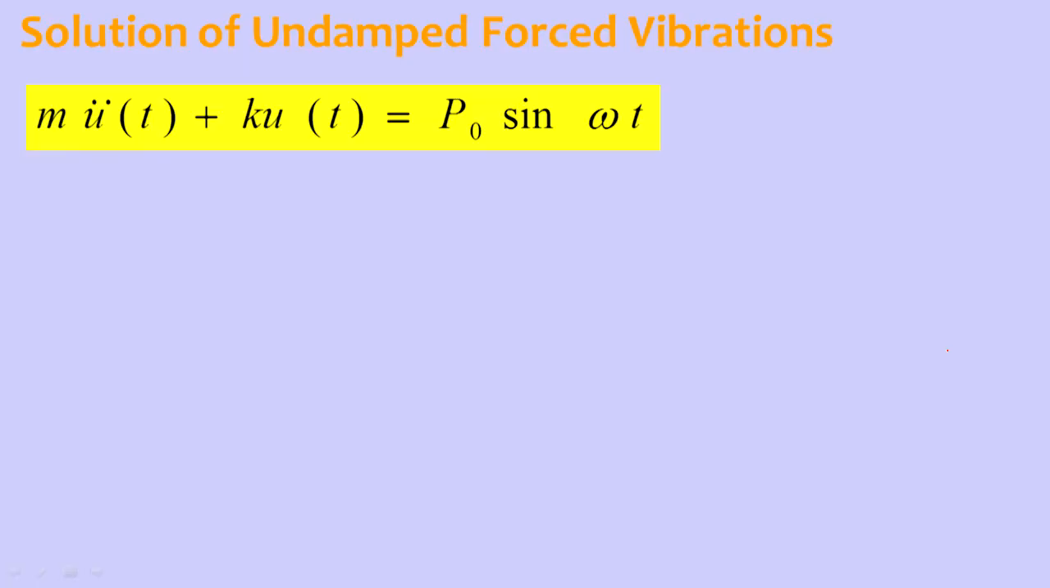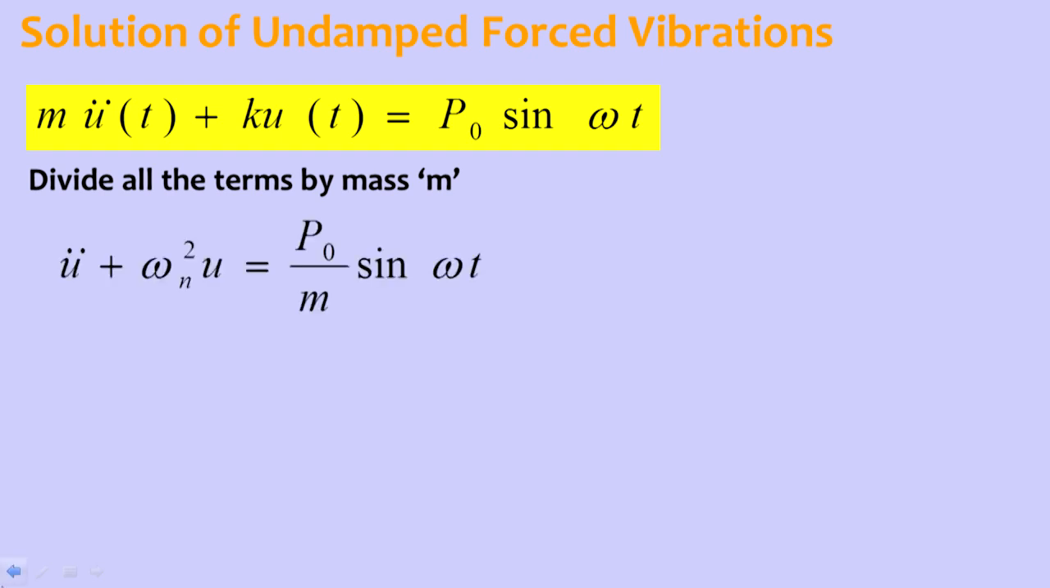The equation of motion we have set. We need to find the solution for this equation of motion. What we are going to do is, in this equation we first divide all the terms by mass. If we divide all the terms by mass, the equation looks like this: u double dot plus k by m, which is nothing but omega n square, u equals p0 by m sin omega t. This omega is the forcing frequency and omega n is the natural frequency of the system.